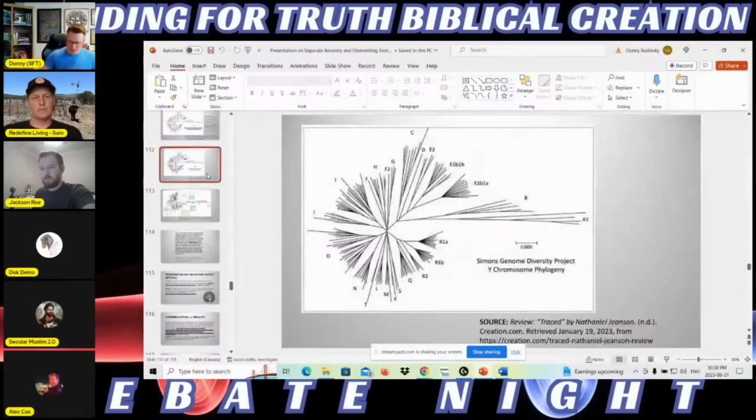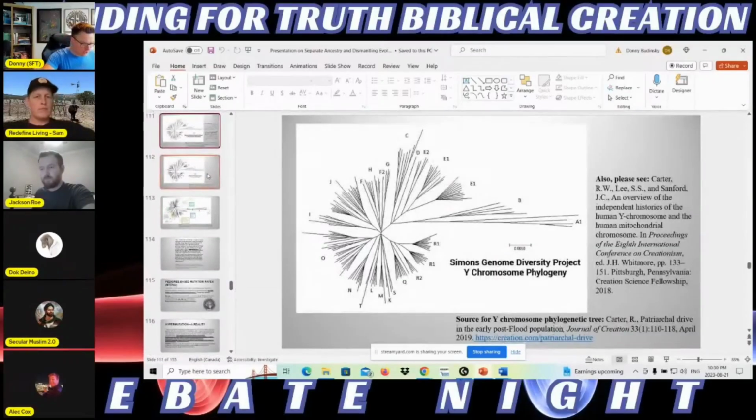Actually, if I could say something too, specifically to a couple of secular Muslims' points. We were talking earlier about Adam and Eve and how we can track our genetics back to Adam and Eve. Well, our autosomal nuclear DNA, that's where we find roughly 100 new mutations per person per generation.